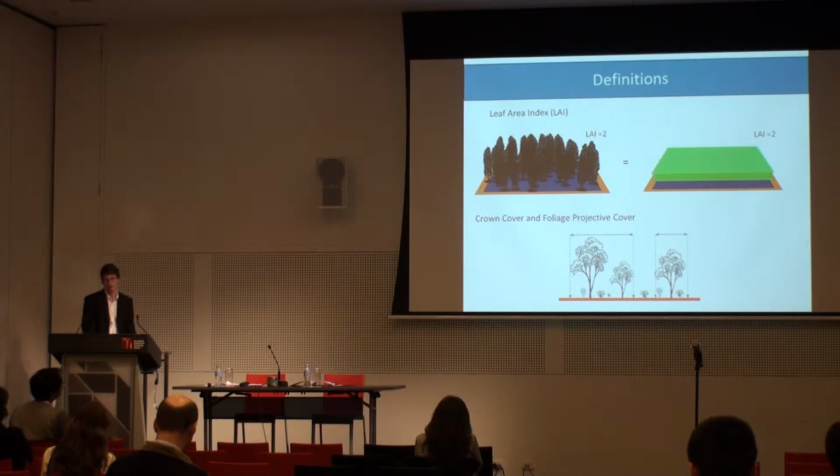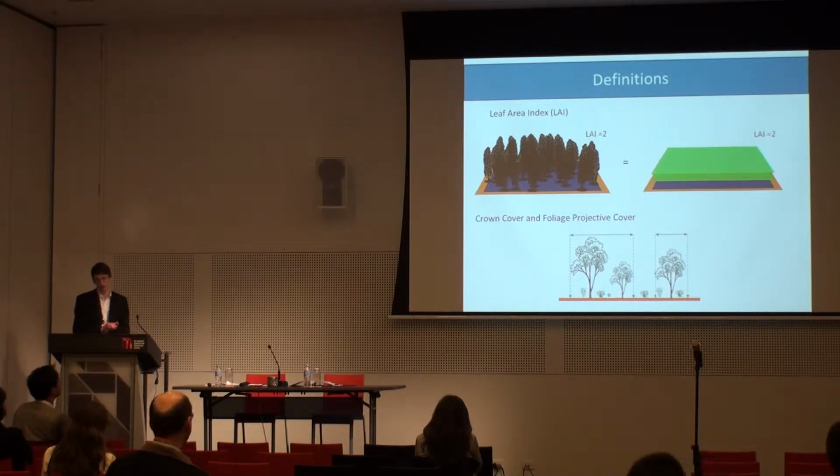So what is leaf area index? Leaf area index can be defined as half the total leaf area per unit of ground area. And so if you can imagine a forest being squashed down and the leaves being placed side by side with one another, the leaf area index is the number of layers stacked on top of each other.